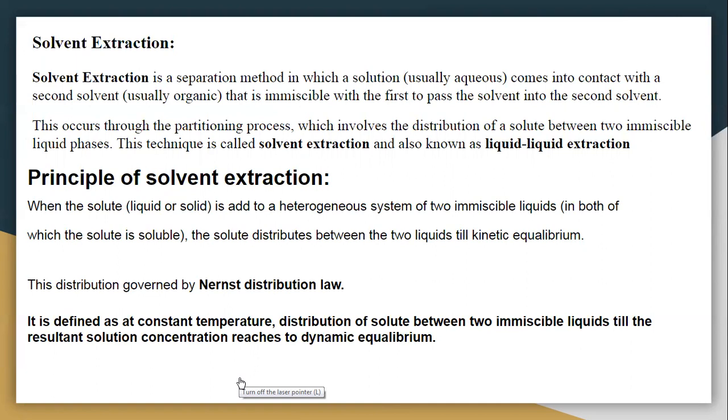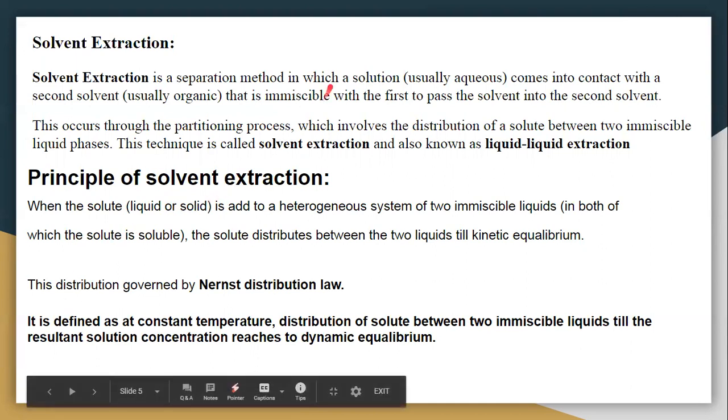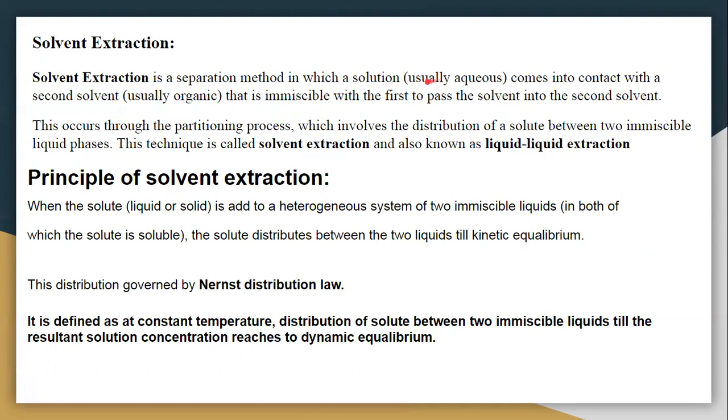If you add oil to water, what happens? You may observe two layers. That means oil and water are immiscible liquids. So in solvent extraction, we require two immiscible solvents. One is usually aqueous, and the second one is an organic solvent.